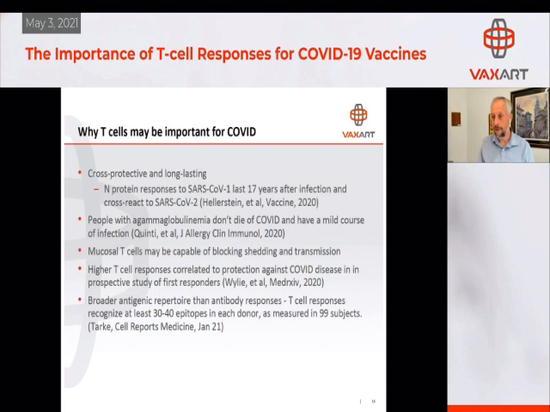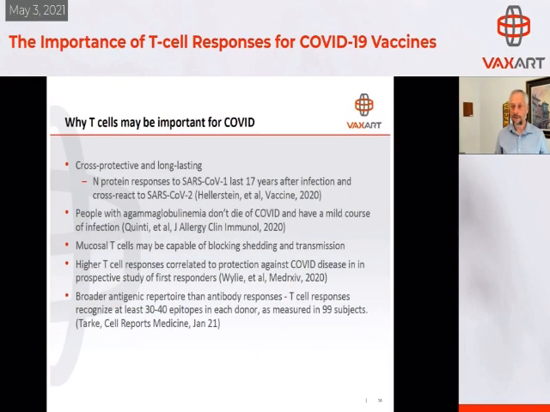On the next slide, as I alluded to before, T cells are hard to study in humans, and it's hard to really do it in a definitive manner. But what's the evidence really that T cells are pretty important in humans? First, we know that N protein responses to SARS-CoV-2 can last a pretty long time and seem to cross-react, which is great. We know that people, as Mark talked about in this Kininti paper before, that actually have no B cells and no antibodies don't die of COVID, and they actually do okay.